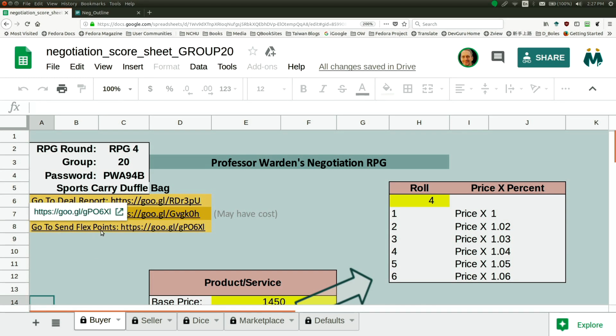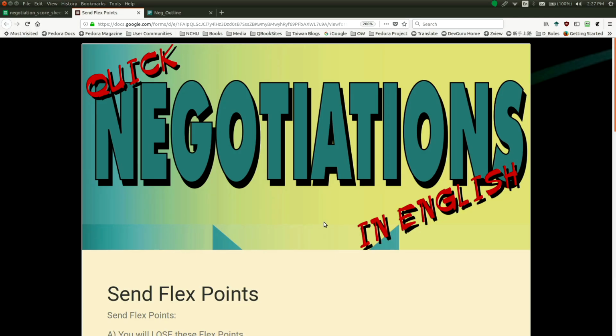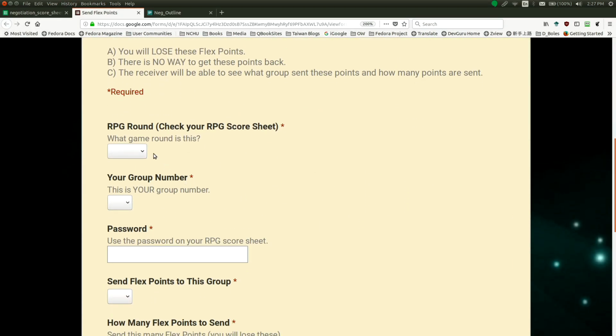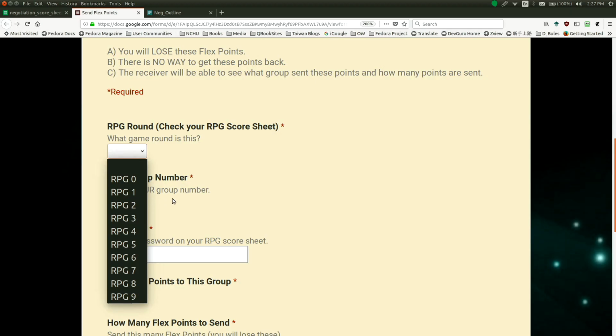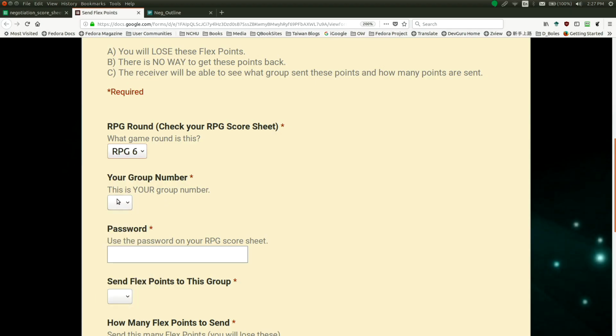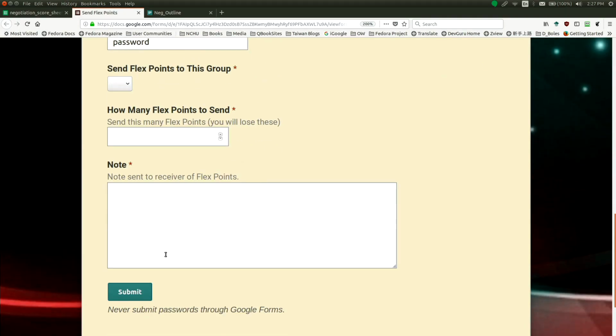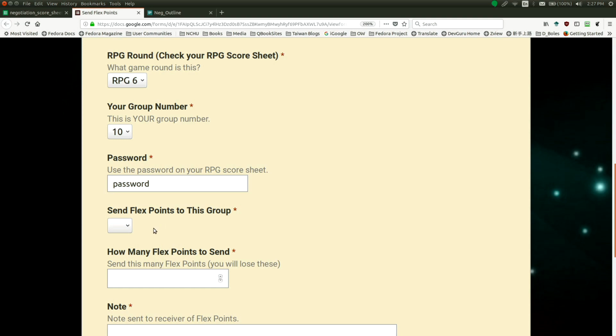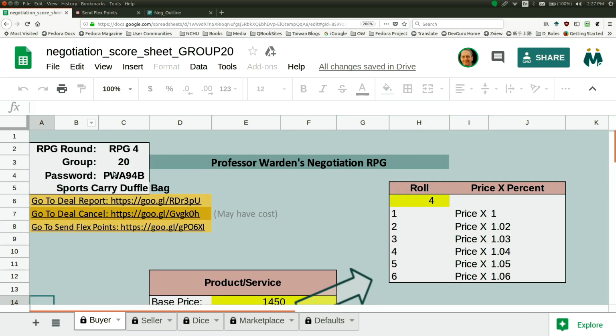All right, we're going to come right up to the flex point link here, and you can see a link pops up. I go ahead and click on that just like the cancel deal, and now we can send flex points. You're going to need to specify what RPG we're in. So maybe we're in number 6, and you're going to have to specify what your group is, and you're going to need your password. So you need to type that password here. Remember, the password is on your game page at the top left. Remember, we're number 4 here, group number 20, and here's my password right there.